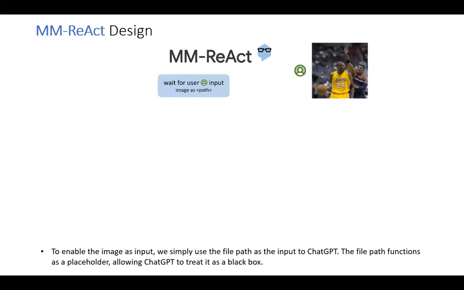As ChatGPT only accepts language inputs, to enable image as input to ChatGPT, we simply use the file path as the input. The file path will function as a placeholder, allowing ChatGPT to treat it as a black box. So upon receiving this file path, ChatGPT will recognize, oh, it stands for image input.